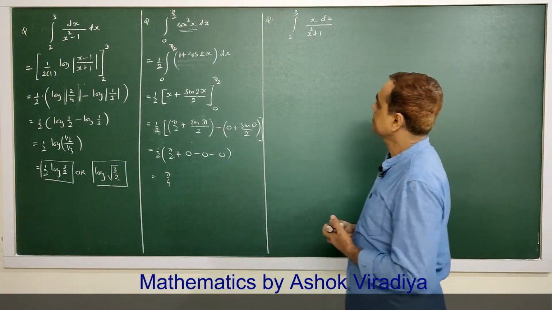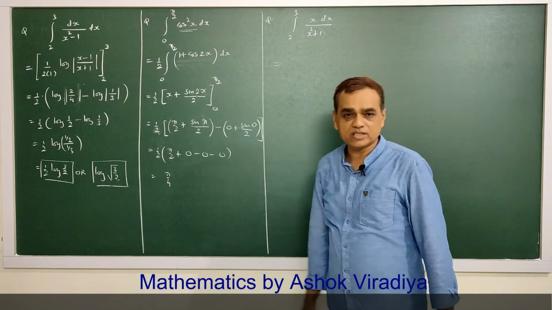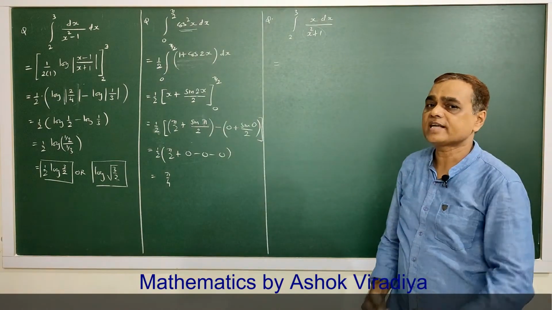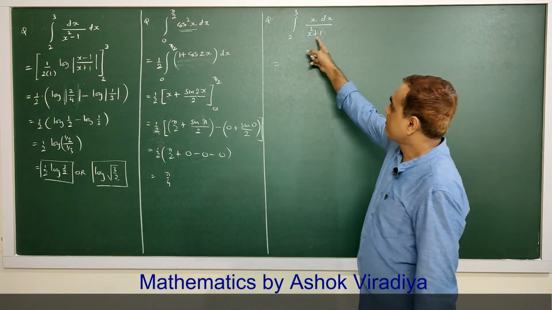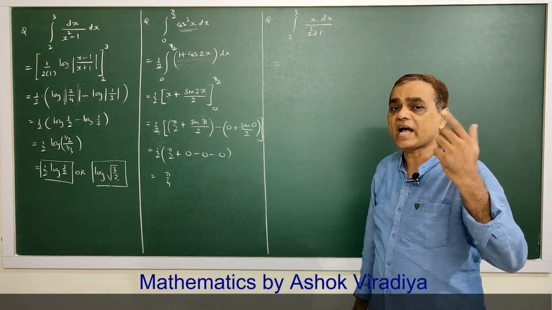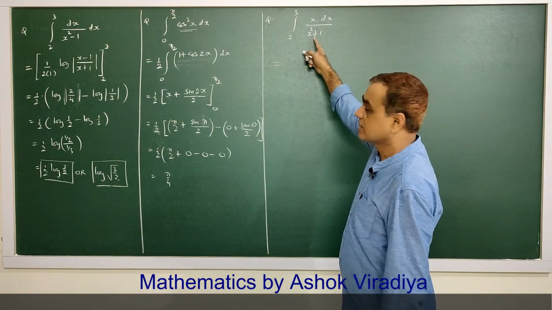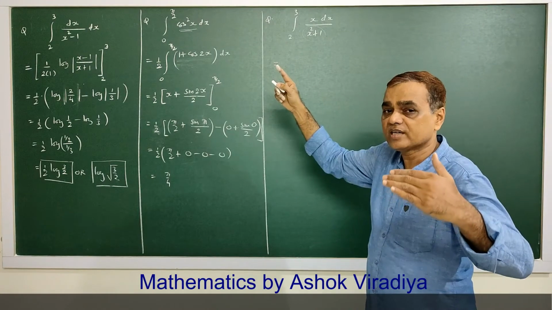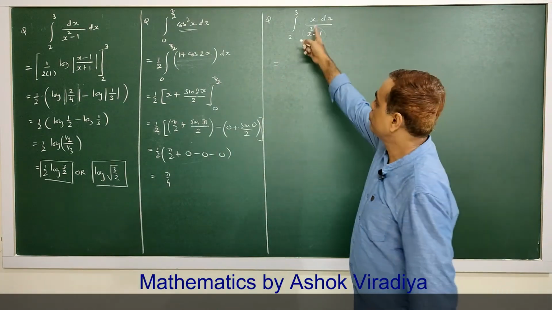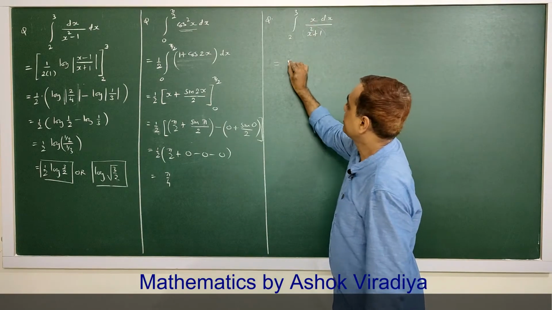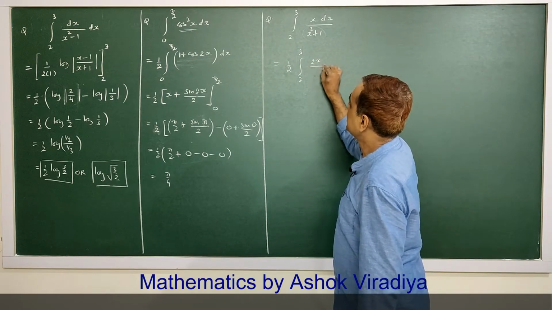Now here, the denominator is x square plus 1 and the numerator is x, and we know that the derivative of x square plus 1 is 2x. So the derivative of the denominator can be created in the numerator. Only 2 is missing here. So what do we do? Divide by 2 outside, multiply by 2 inside.